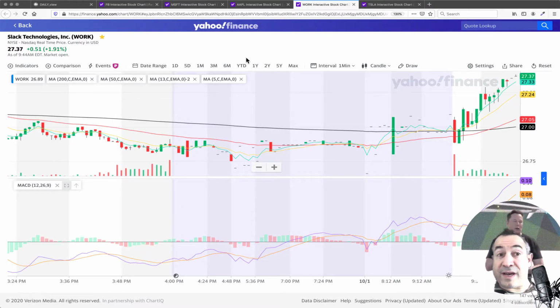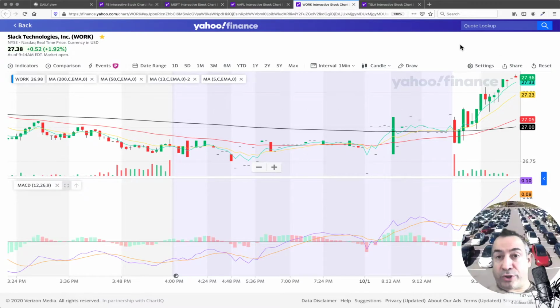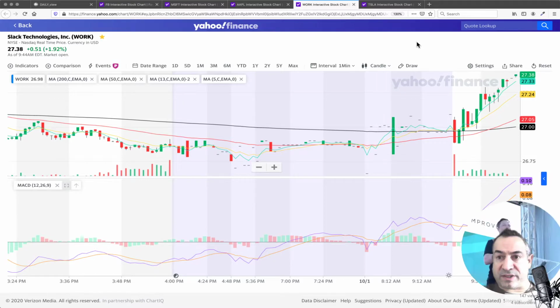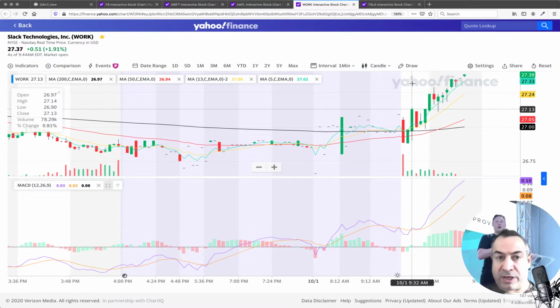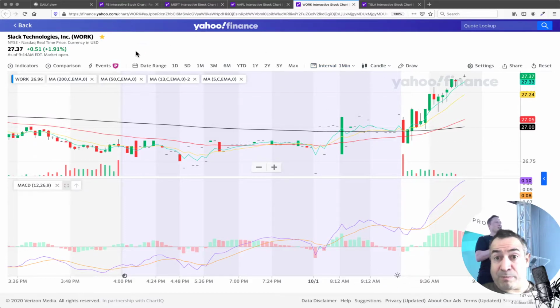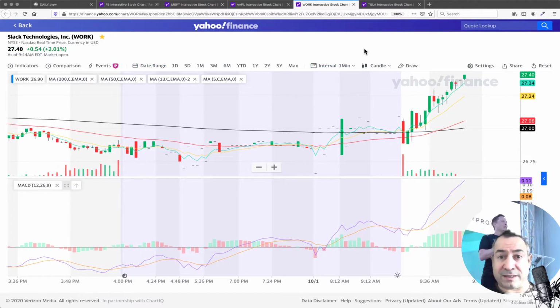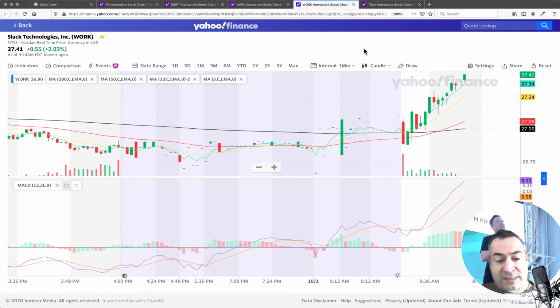Today I also wanted to buy some more Slack Technologies, ticker symbol WORK, and I see that it took off. I doubt that we bought anything. I didn't see anything in the transactions, so probably we'll have to wait and see how it goes. We already had many positions. This is one of our biggest stocks in the portfolio after Tesla. So we're gonna do that.